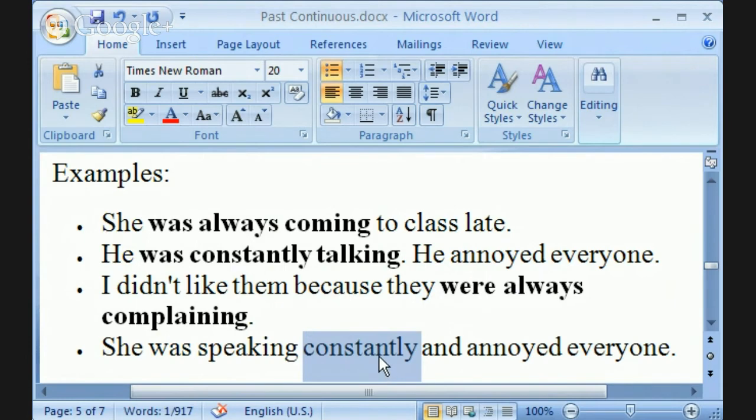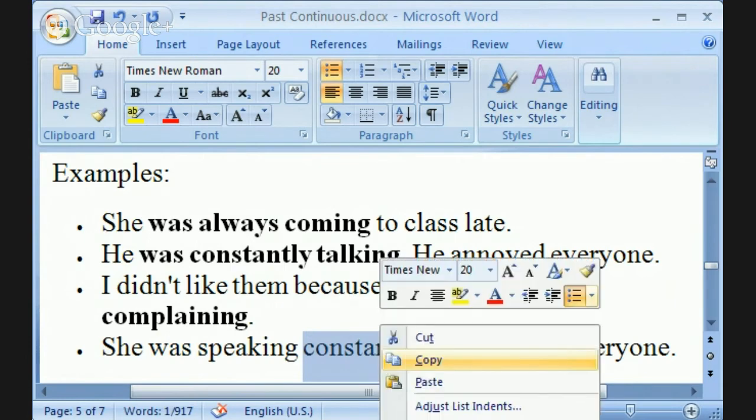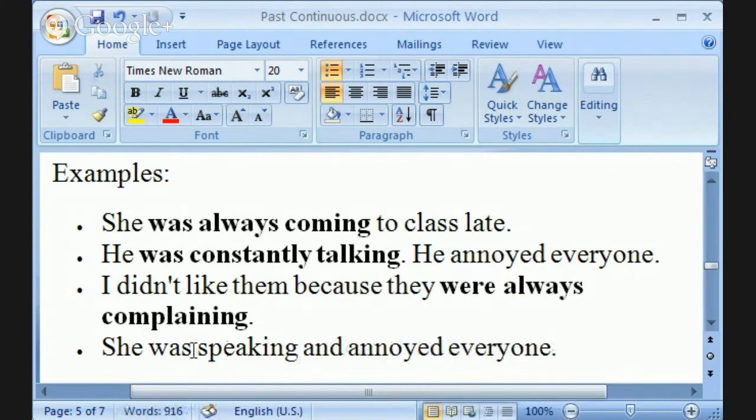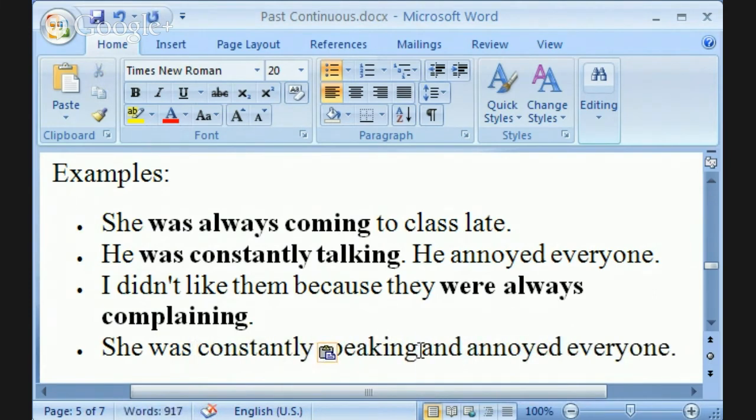Okay. Again, you've got to be careful about the adverb placement. It really needs to come in front of the verb you're modifying. It's pretty important in this usage. So she was constantly speaking. You may also use and annoying everyone.